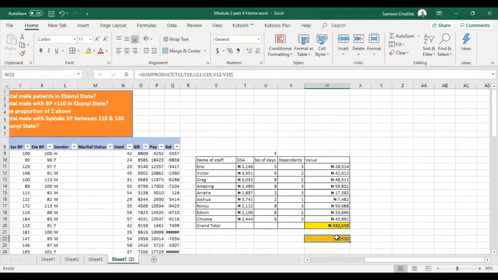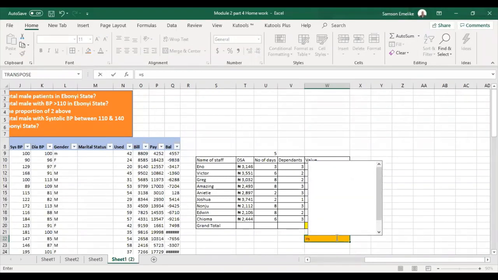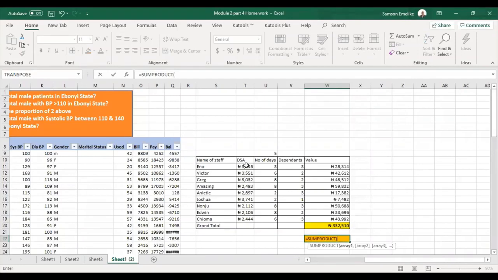Now, let me delete here. I'm going to say this is SUMPRODUCT. Activate it. I'm clicking here. This is the beginning of my selection. I'm going to hold down my Control and Shift button at the same time. There is the downward arrow key. I'm going to hit it, and then it selects for this one. This is my first array.